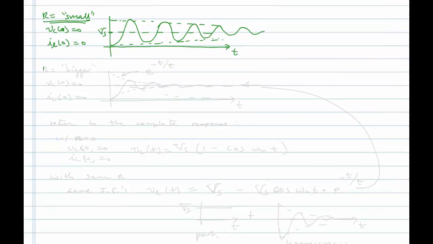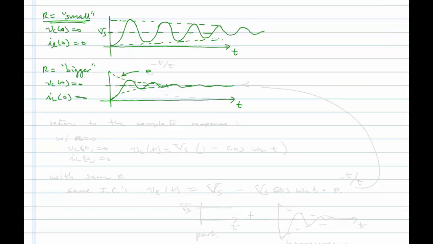Now let's consider a case where R is bigger, just bigger than the smaller value. Again, the same initial condition, Vc and IL equal to 0. Let's see what we might have here. I'm going to claim that we would have a more aggressive decay, and so it'll look something like that. And what might this envelope look like? Well, we've seen that before in first order systems. An exponential decay would fit this nicely.